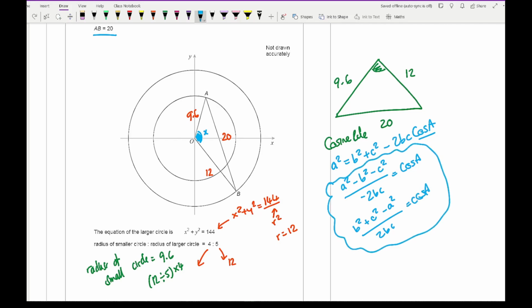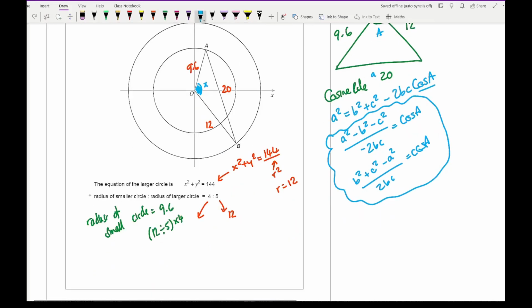So from this, and again running out of space, let's just label this. This is my capital A, this 20 is my lower case a, and we'll use 9.6 as b and 12 as c. So substituting those numbers in, here we've got a equals 20, b equals 9.6, and c equals 12. So cos a equals, and we'll go for the second version, 9.6 squared plus 12 squared minus 20 squared, all divided by 2 times 9.6 times 12.